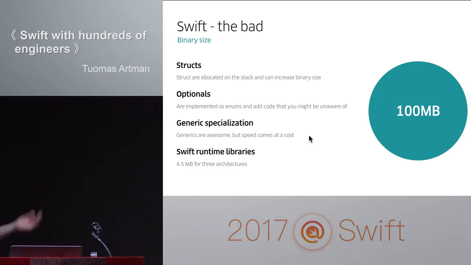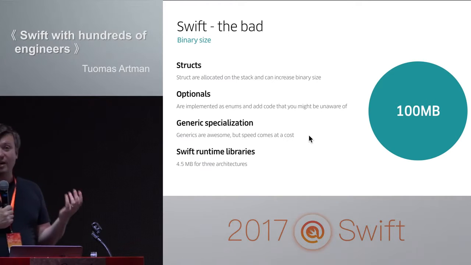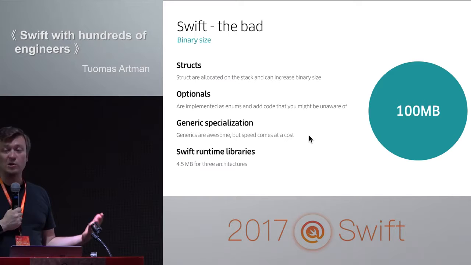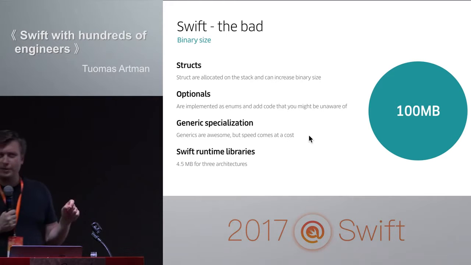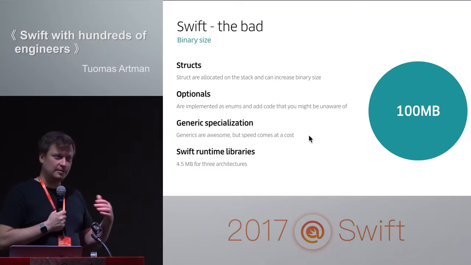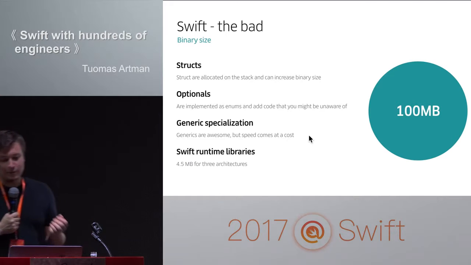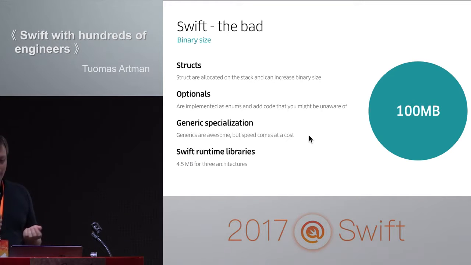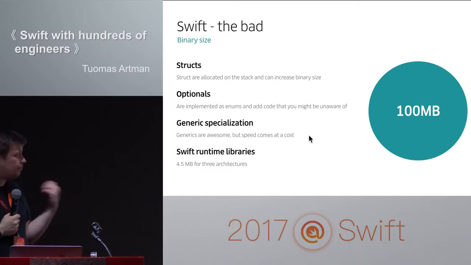Structs are allocated on the stack and can increase your binary size radically. We had all of our models as structs before, and our application binary was 150 megabytes larger because of that. So we no longer use structs in the model classes.